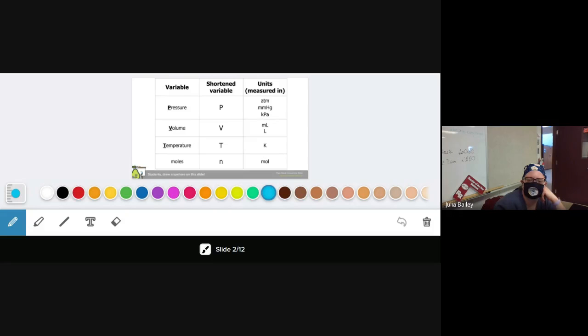Okay, so first things first, we've got several variables in gas laws, the different things we can measure about a gas. Remember from unit 1 that a gas is a state of matter where all the atoms are really far apart from each other, like none of them are touching and they're all moving constantly.